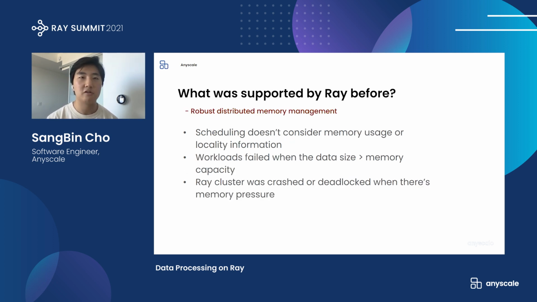Conversely, it didn't have robust distributed memory management because Ray was primarily focused on ML workloads before, which usually don't require memory intensive workloads like ETL jobs. There are three known problems. The first is that scheduling doesn't consider memory usage or locality information. Second, workloads could fail when the data size is bigger than the memory capacity in the cluster. And third, the Ray cluster crashed or deadlocked when there was large memory pressure.